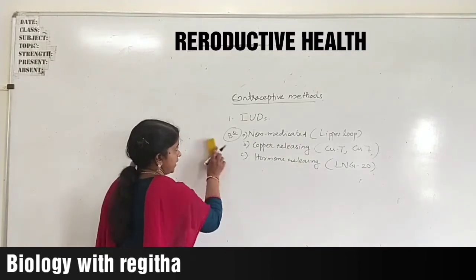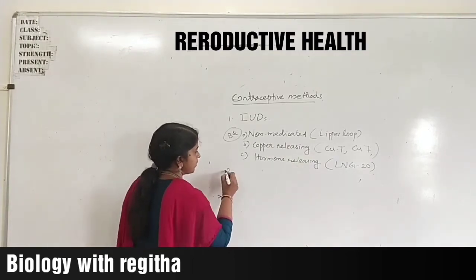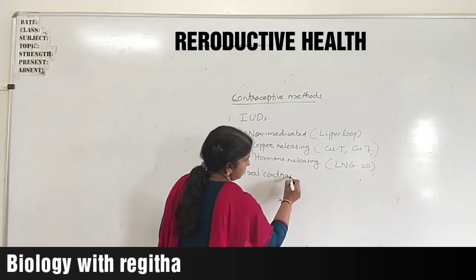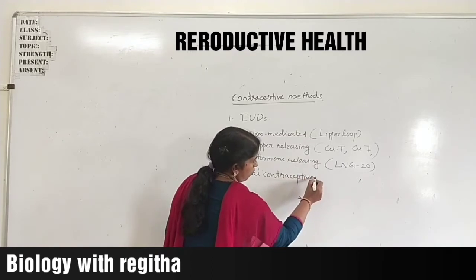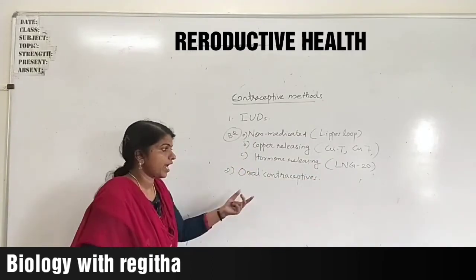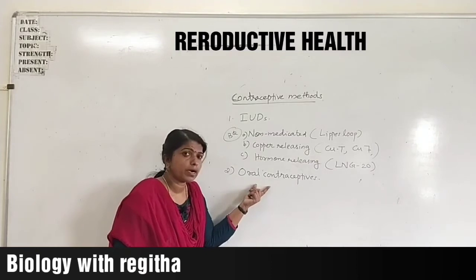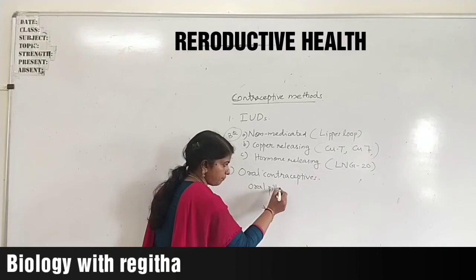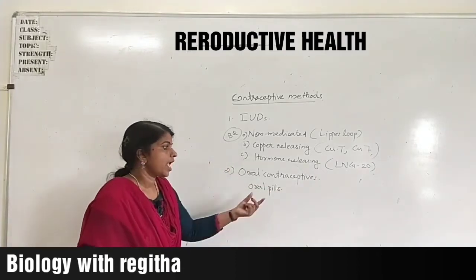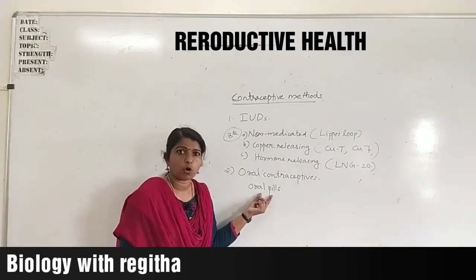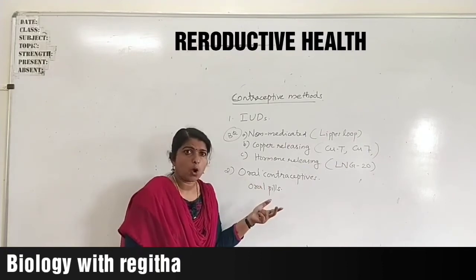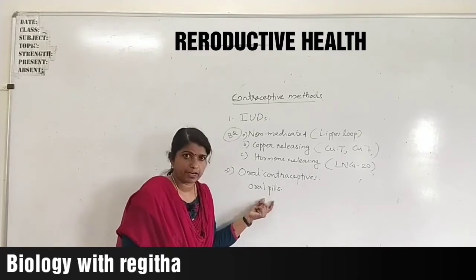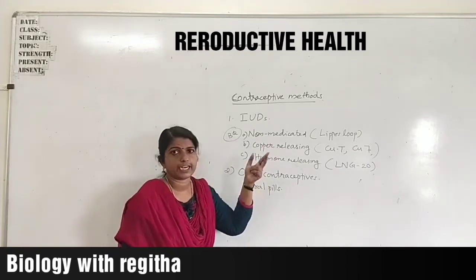The next method is oral contraceptives. Oral administrative tablets, commonly known as oral pills. Okay, oral pills, tablets are there. Actually, it is made up of hormones like progesterone or estrogen-progesterone combination. Such pills are given to prevent fertilization.